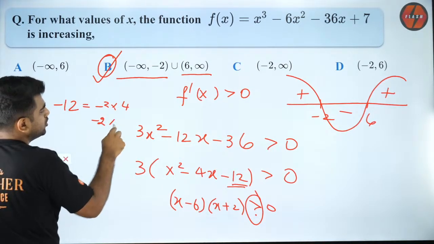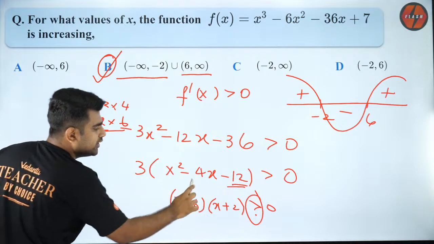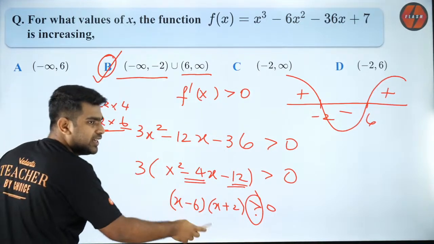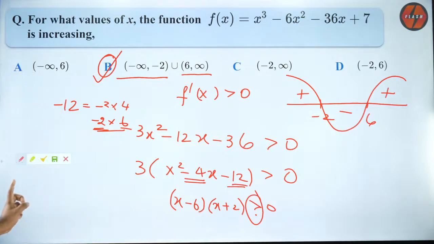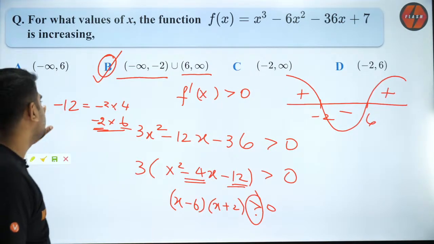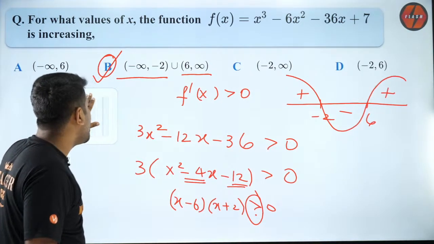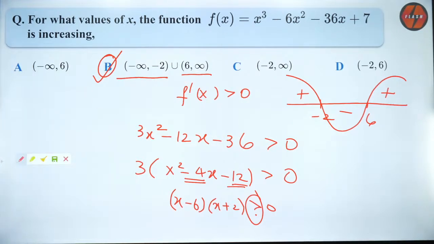Here I see that the difference is 4. The difference 4 only I want. So I correctly brought that inside. Understood? So that is how I factorize fast. I hope you got it. Or if you're not able to do it that fast, go by the quadratic formula, whatever is comfortable for you.